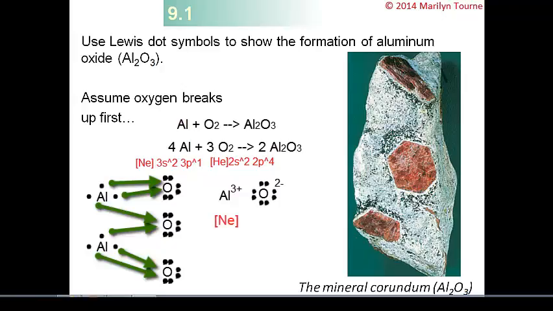Isoelectronically, aluminum looks like neon, and oxygen also looks like neon. The new electronic configuration of aluminum in aluminum oxide is 1s2, 2s2, 2p6. The new electronic configuration of oxygen in aluminum oxide is the same thing, 1s2, 2s2, 2p6.